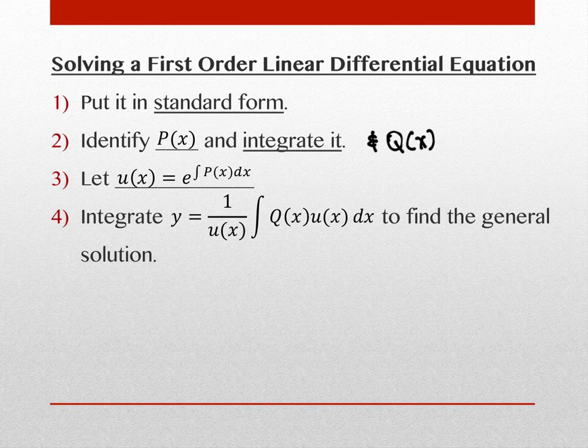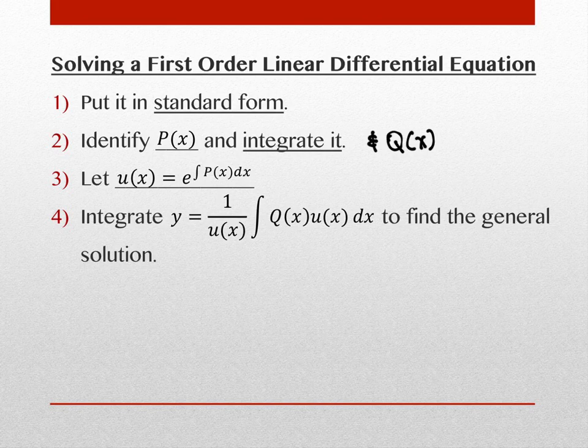Step 3 is we define a new function. We're going to call it u of x, not u like u substitution, but it is u of x. It's going to equal e to the integration thing that we just got from step 2. So what we just got from step 2 will be the exponent of a power of e.